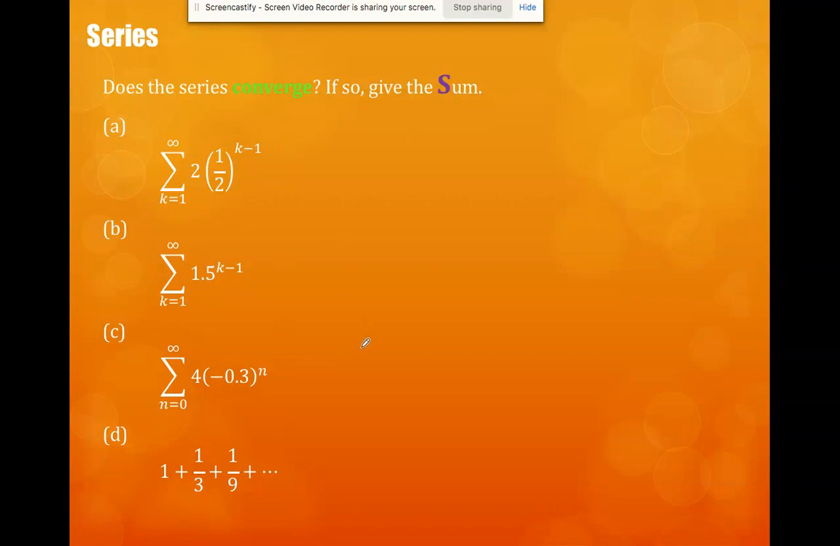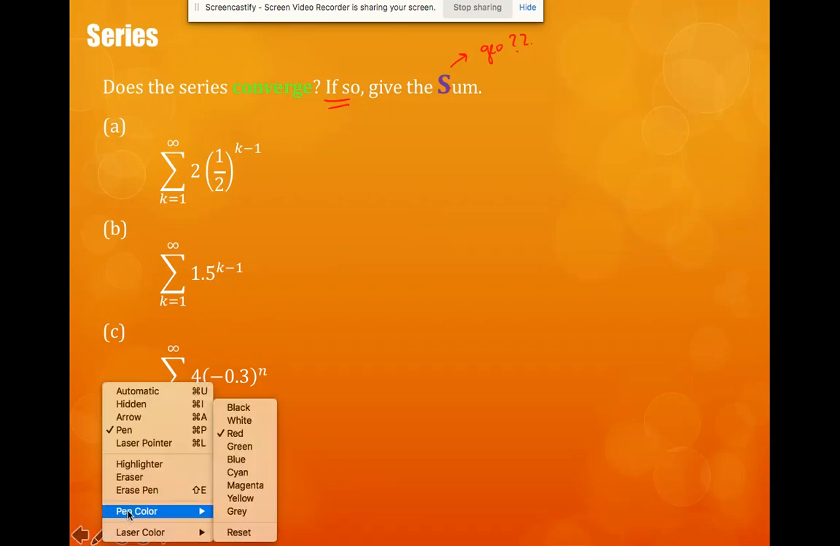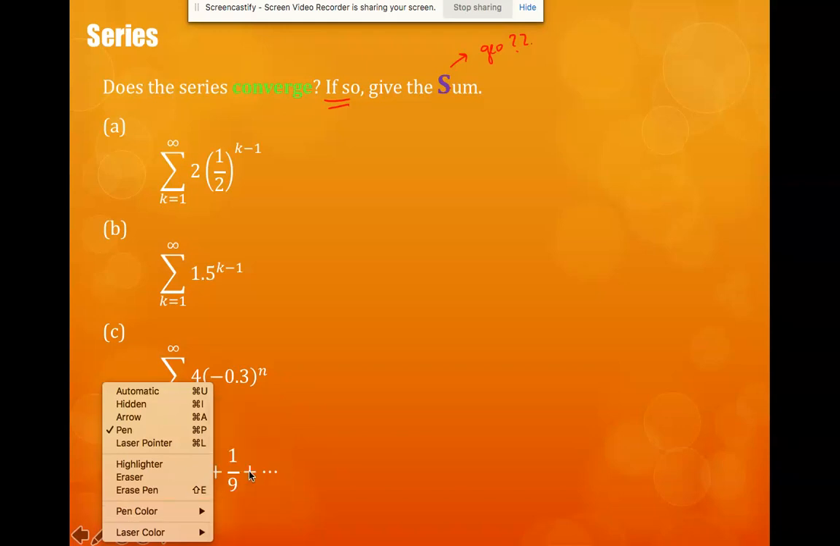So look at these series. Do they converge? If so, give a sum. This is a clue, probably geometric. If they're asking you for a sum at this point in your math career, even after you're in BC calculus, if somebody's asking you for a sum of a series, it is probably geometric. So are these geometric?